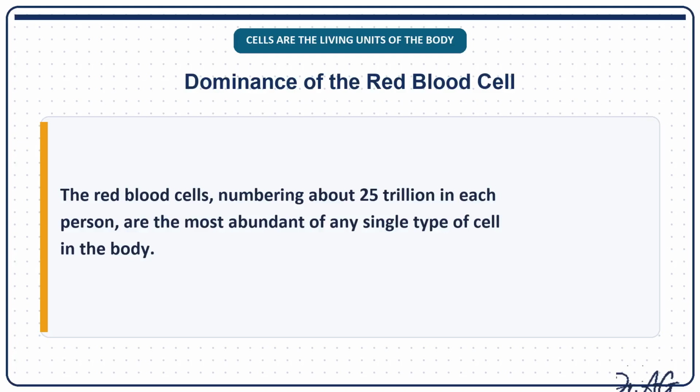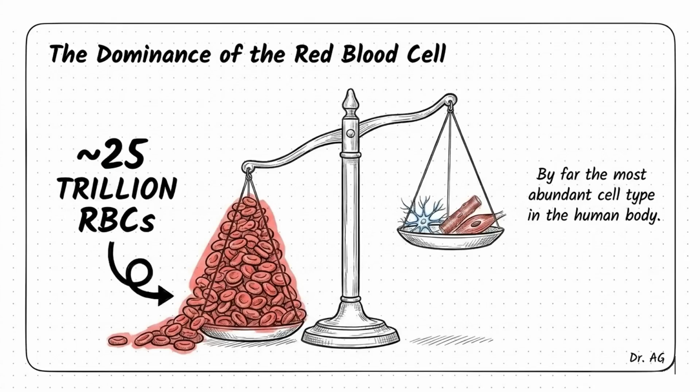The red blood cells, numbering about 25 trillion in each person, are the most abundant of any single type of cell in the body. On the scale, red blood cells outweigh everything else. About 25 trillion of them. By far, the most abundant cell type in the body.